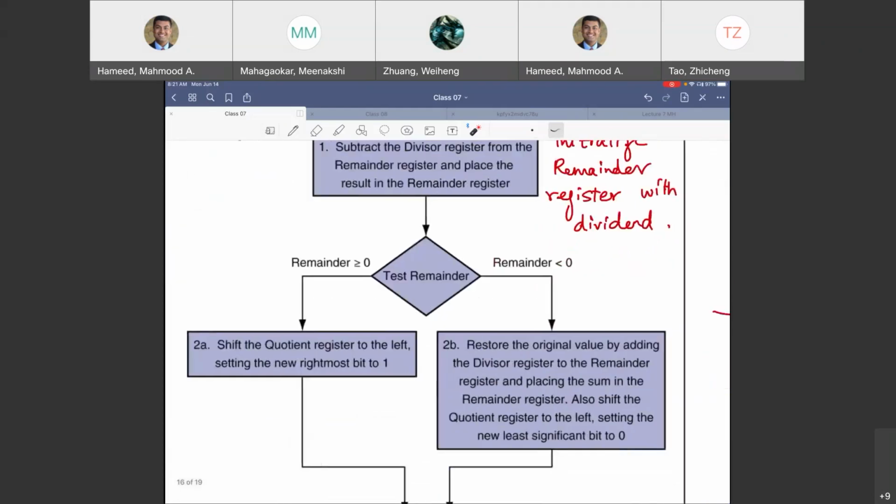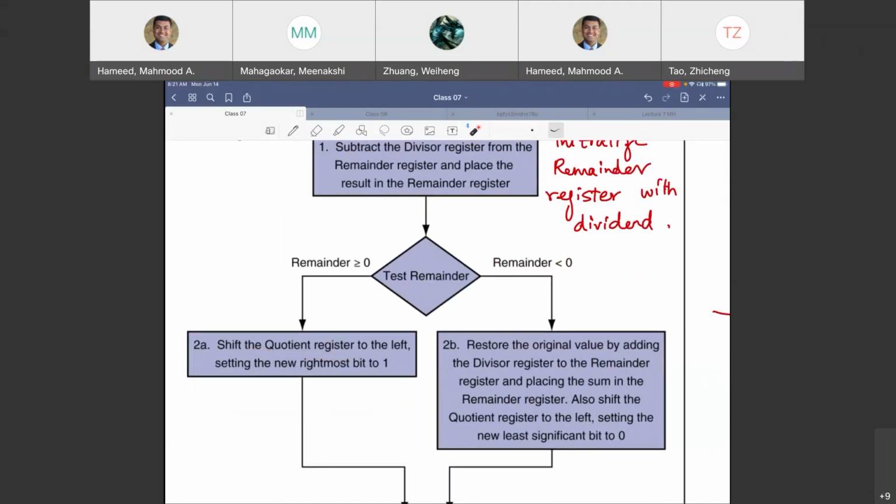If it is greater than or equal to 0, we are going to shift the quotient register to the left. And when you move the quotient register to the left, it will create an empty spot, right? Put a 1 in there. That's how you put a 1 in the quotient. Move left, put 1. Move left, put 1. Or if it was the other case, less than 0, move left, put 0. Move left, put 0.